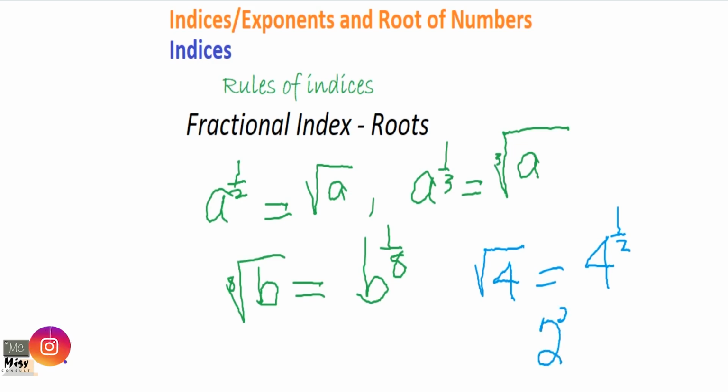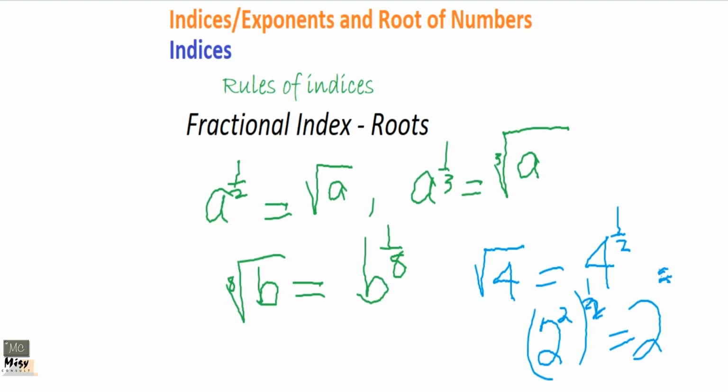So it is 2 raised to the power 2, that is the 4. Okay, raised to the power half. Does that make sense? Okay, so you know our rules. So it will be 2 raised to the power 2.